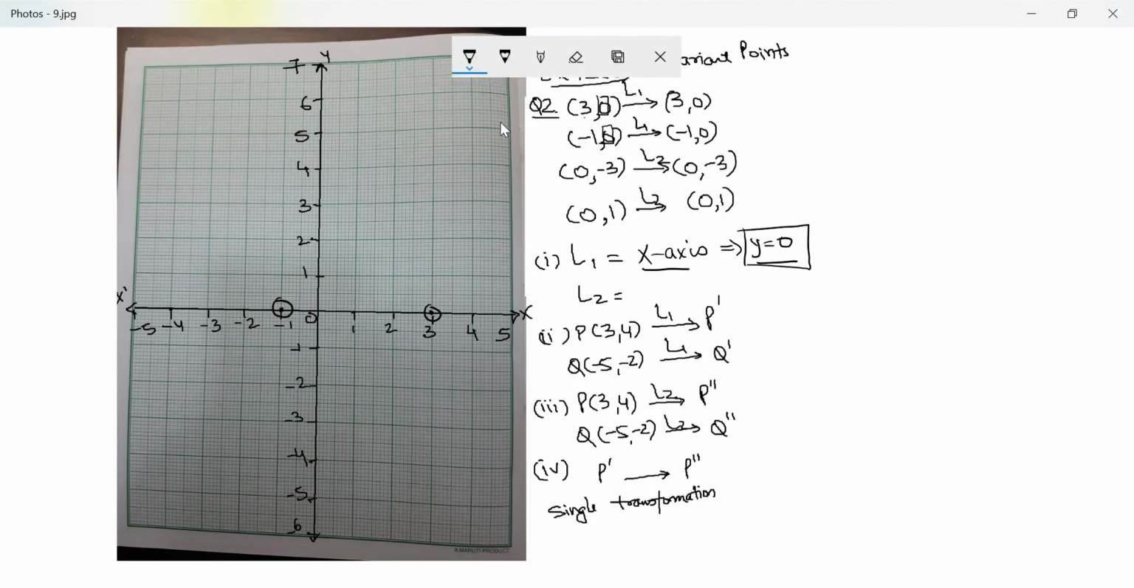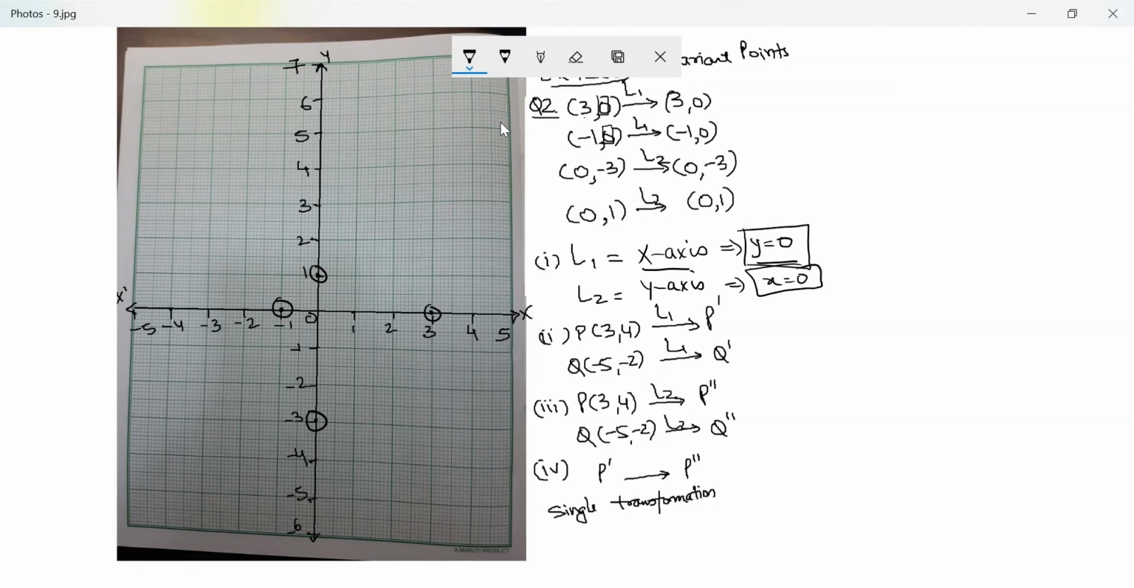Next, L2. And L2 is when points 0, negative 3 and 0, 1 are reflected in L2, then they are invariant, which means they remain the same. So the point is 0, negative 3, which is here, and the next is 0, 1. If they are reflected in the y-axis, they will not go anywhere. So this is basically the y-axis, which means the equation of this is x is equal to 0. Done.